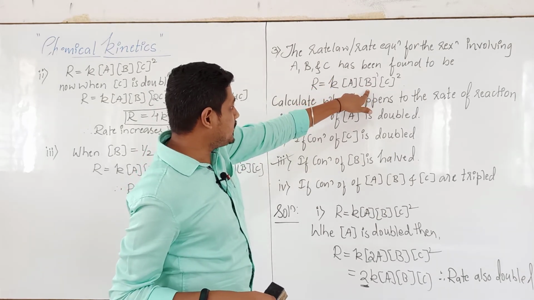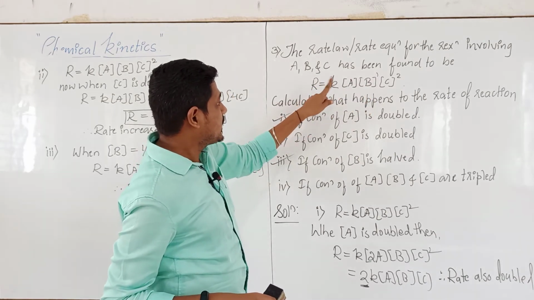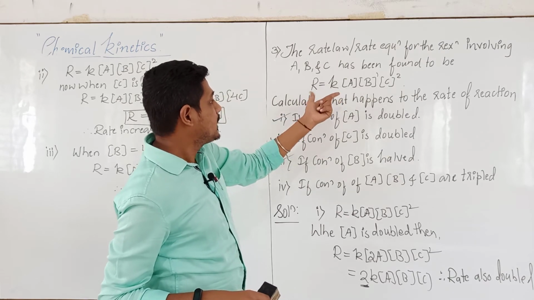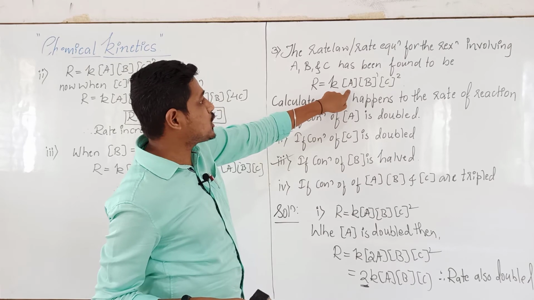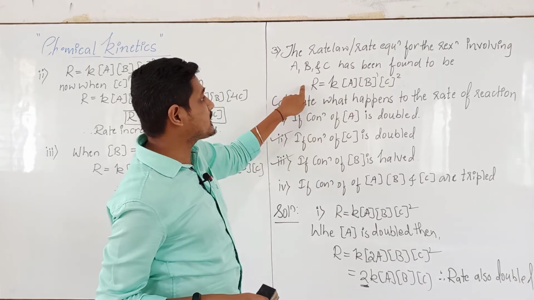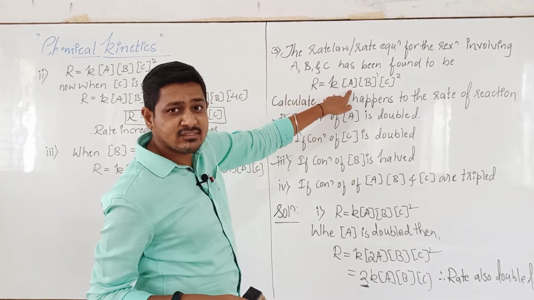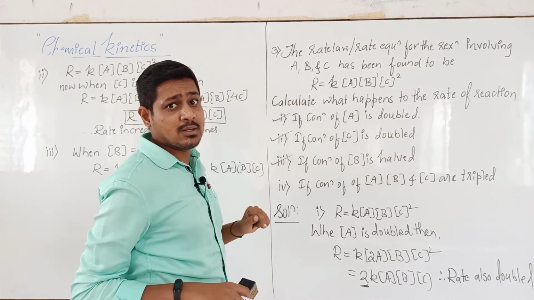So if it is doubled, the rate also gets doubled. If it is halved, the rate also gets halved. Same in the case of A, it is also first order. If the concentration of A is doubled, then the rate also gets doubled. If its concentration is halved, then the rate of the reaction also becomes half.